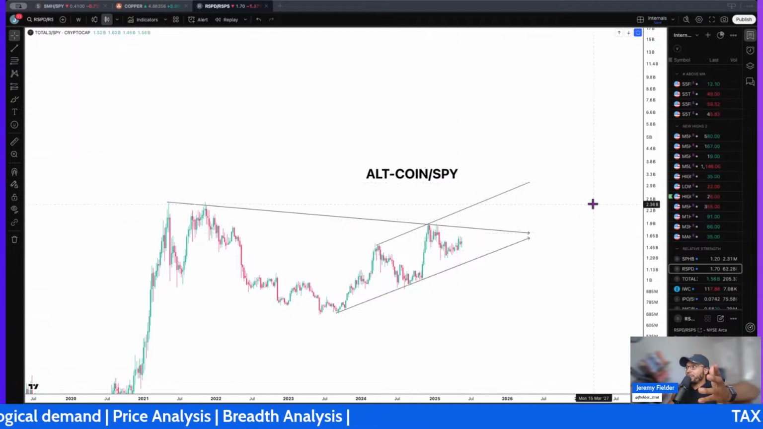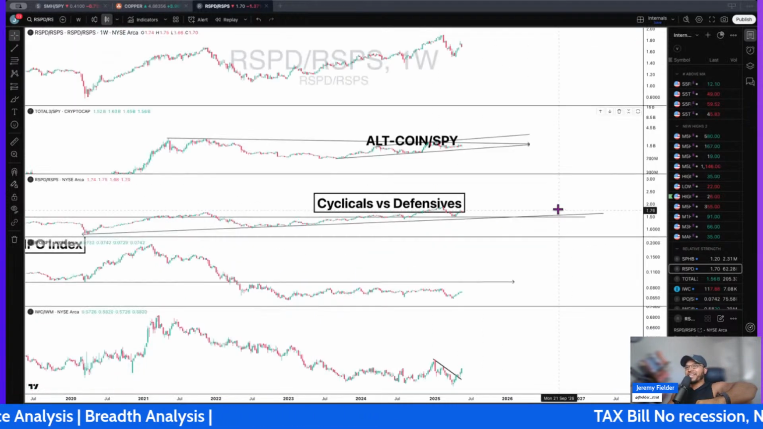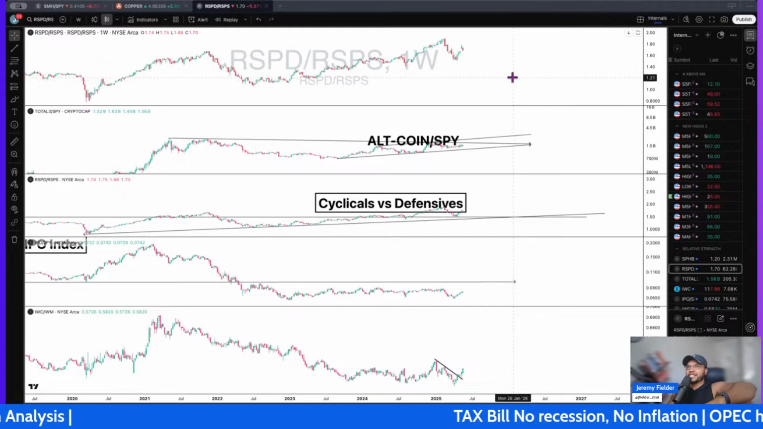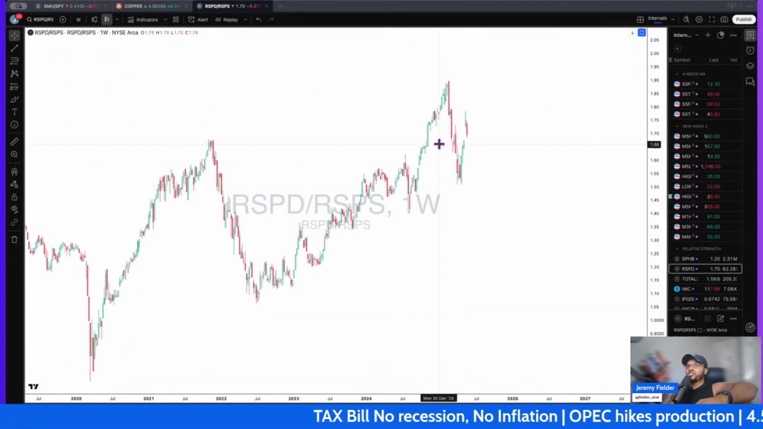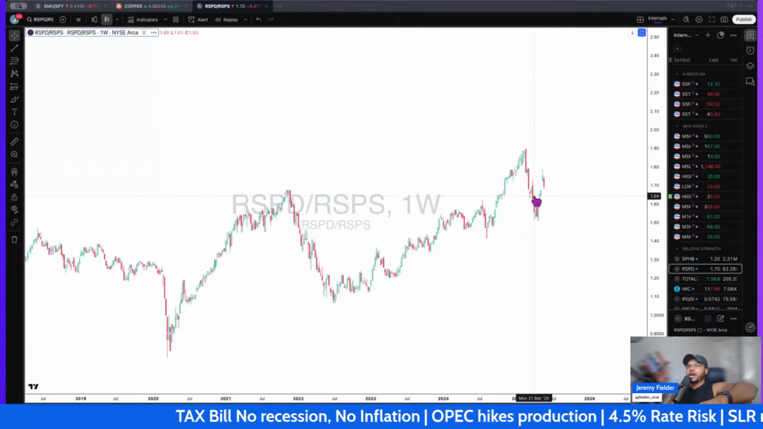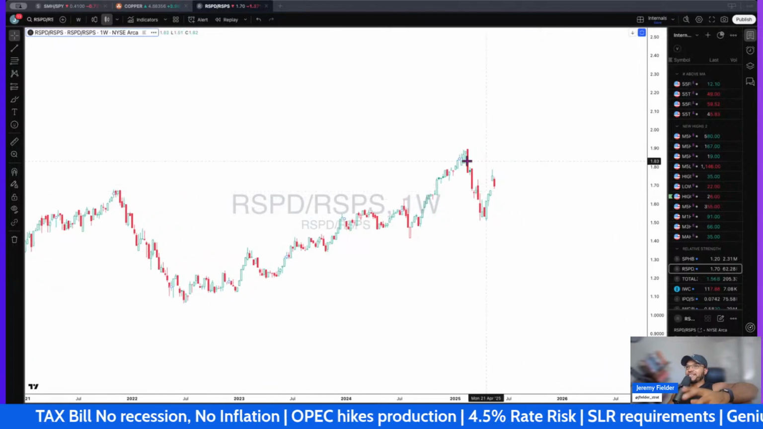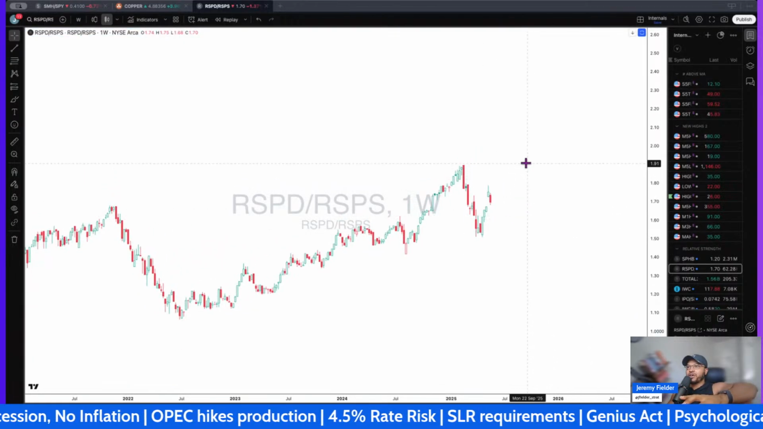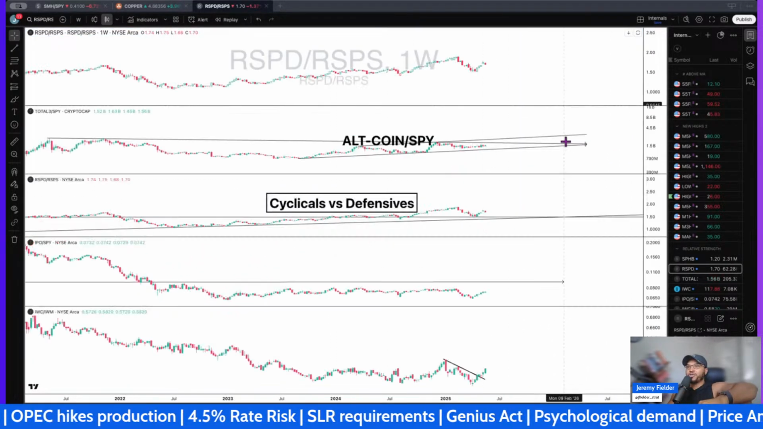Okay. Altcoins versus SPY. I want to see this pick up also, right? I want to see alts lead SPY. That's a little more risky. I know you're looking at semiconductors. And then you have consumer discretionary versus consumer staples. This is another signal. You want to see this start to make new highs. I mean, it's already trending up. I think we're in a good space.